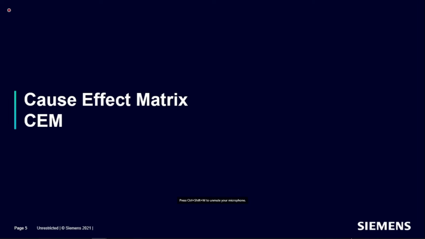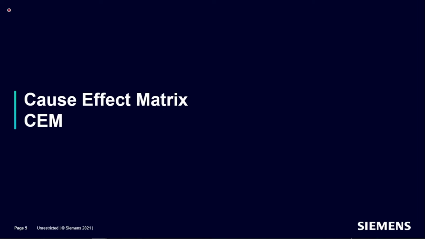So now coming to the new feature which is there with version 17, very easy to program, which is called cause and effect matrix, and we call it in short form CEM. By the name itself you can understand that this is mostly related to programming which deals with a cause, and what happens with that cause, what will be the effect.